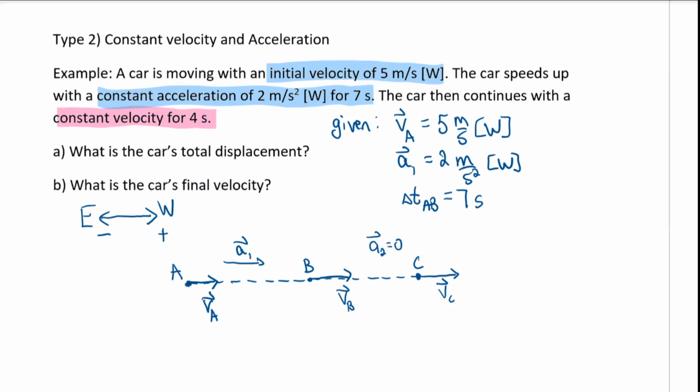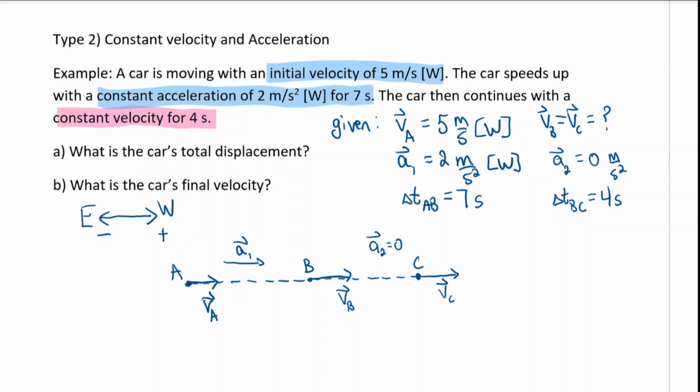As for our second interval, we've got VB. It's going to be the same as VC, and it is unknown at this point. We'll have to find that. We do know, though, that our acceleration is 0, as stated before. And we know the time interval from B to C is 4 seconds.